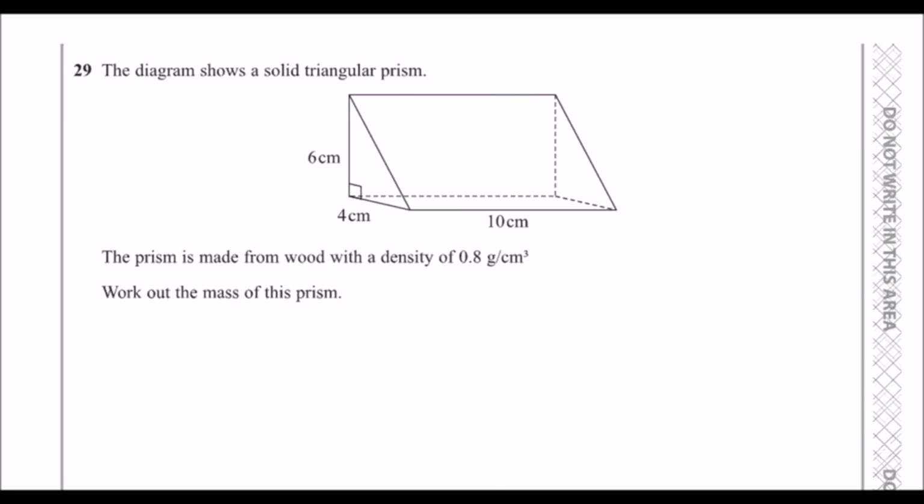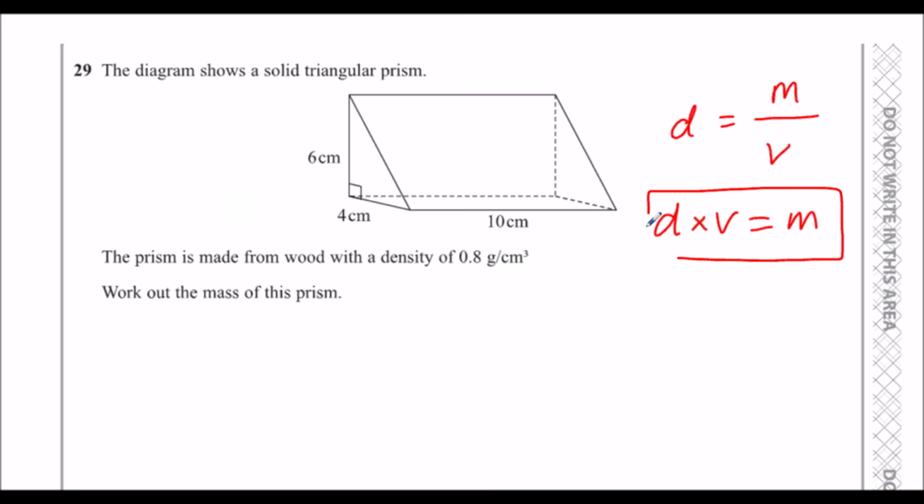Question 29. The diagram shows a solid triangular prism. The prism is made of wood with density 0.8 grams per centimeter cubed. Work out the mass of the prism. So we know density is equal to mass over volume, and we need to find the mass. So multiply both sides by V: density times volume equals the mass. That's what we're going to use. We've been given the density. We haven't been given the volume, but we can work it out.